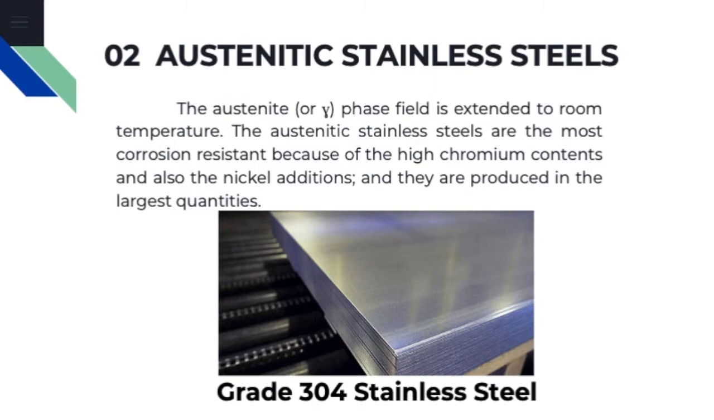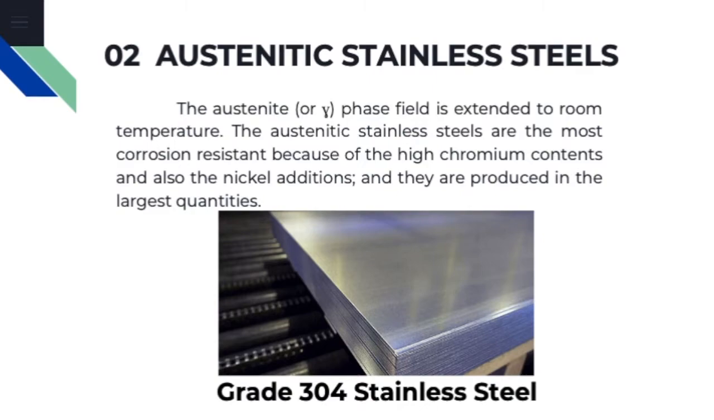The second is the austenitic stainless steels. The austenitic stainless steels is composed of an austenite phase field that is extended to room temperature. Resistant din siya sa corrosion dahil mataas yung chromium content at may dagdag din element na nickel. Their crystalline structure prevents austenitic steels from being hardenable by heat treatment and makes them essentially non-magnetic.